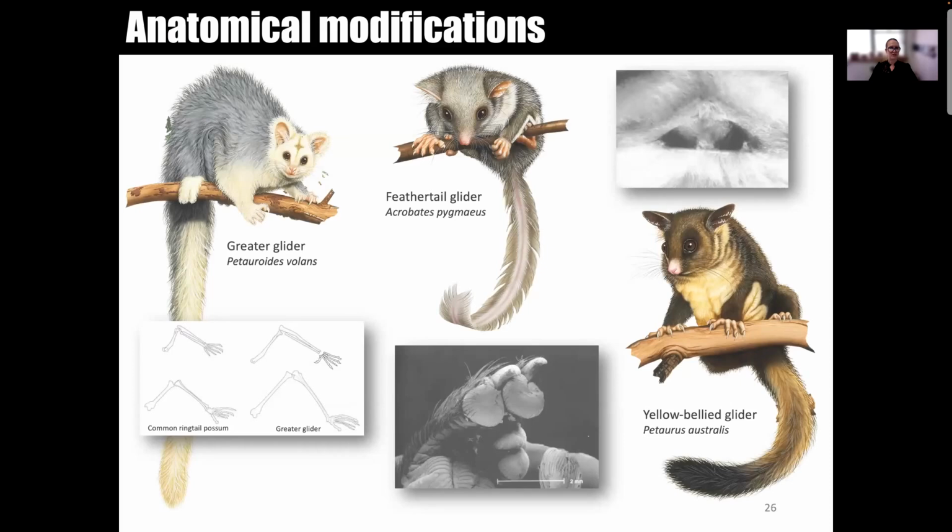So I've just got some diagrammatic representations of some of those anatomical modifications. Here we have evidence of greater limb length in the greater glider.